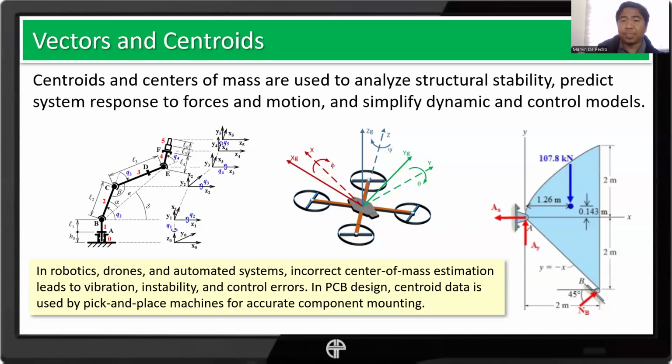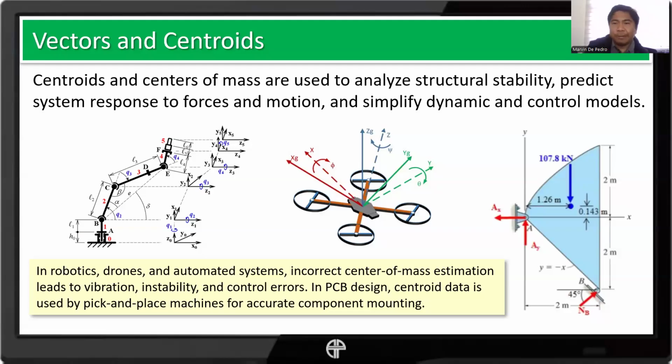Some of the common problems in our electronic systems: in PCB design, sensor data is used by pick and place machines for accurate component mounting. So if you want to be accurate, we perform vector analysis with proper identification of the correct centroids of the object.